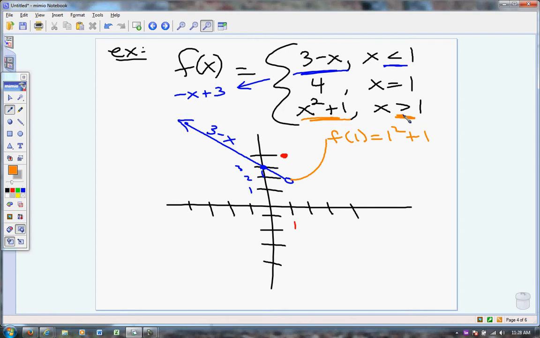Now, of course, we're going to look at what's going on around 1. Let's do some limits, just because they're so much fun. How about the limit as x approaches 1 from the right?